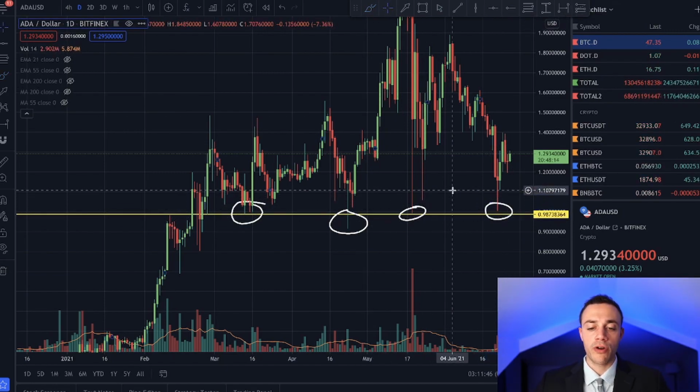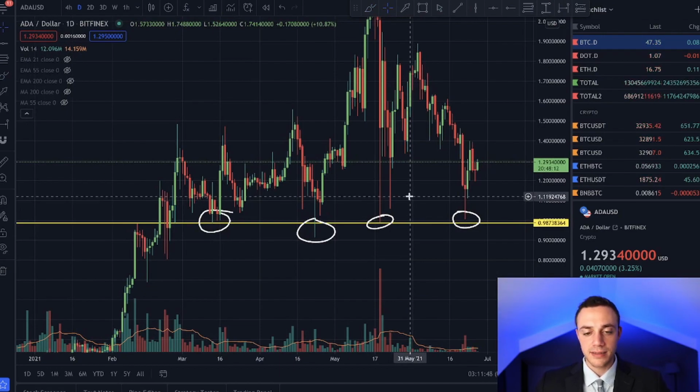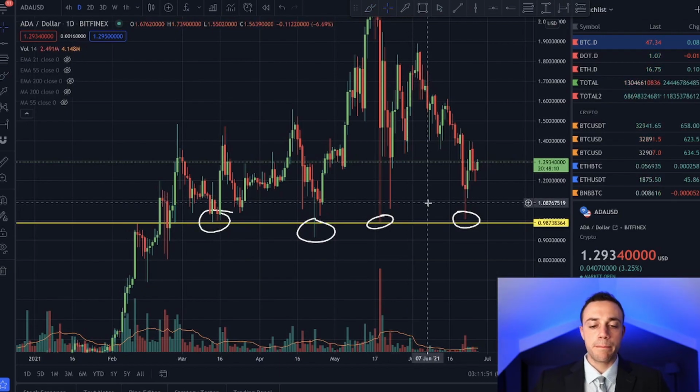So we know over here at about $1 that the bulls step in, buyers step in. So if we look at the chart and we can identify that buyers are stepping in at $1, what should you do? You should most likely be a buyer at $1.